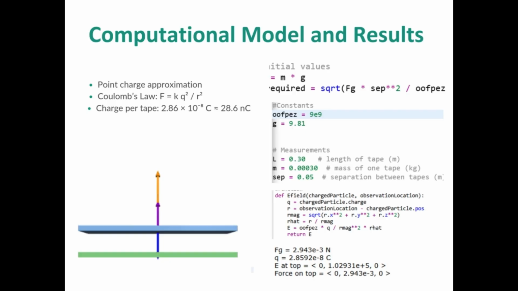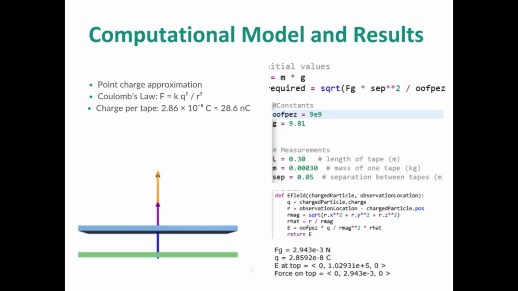To model this, I treated each tape as a single point charge at its center. Coulomb's law tells us that the force between two point charges is F equals k times Q1 times Q2 divided by r squared. Since both tapes carry the same charge Q, it simplifies to F equals k Q squared divided by r squared. This is the equation I used to solve for Q.